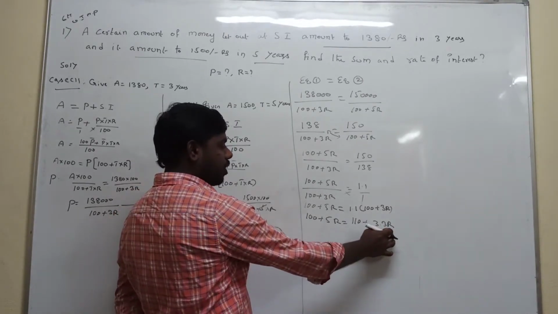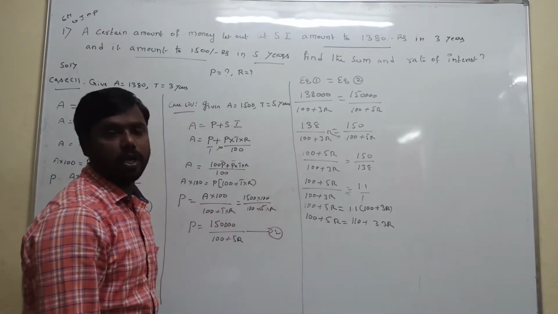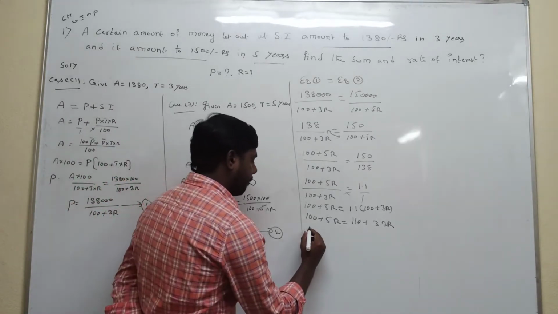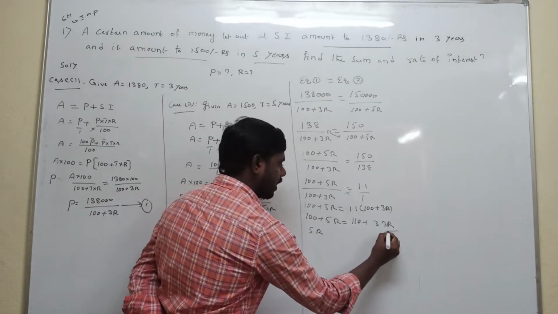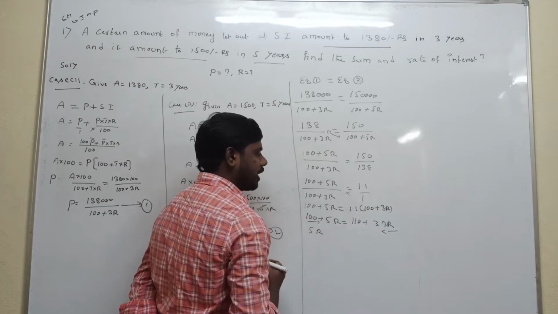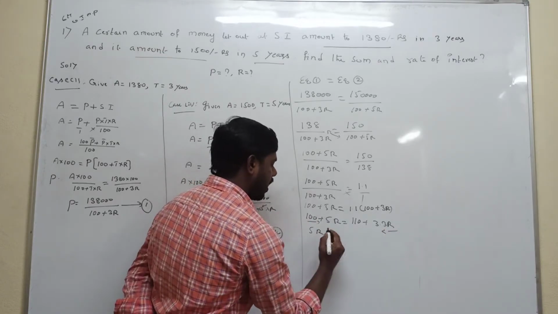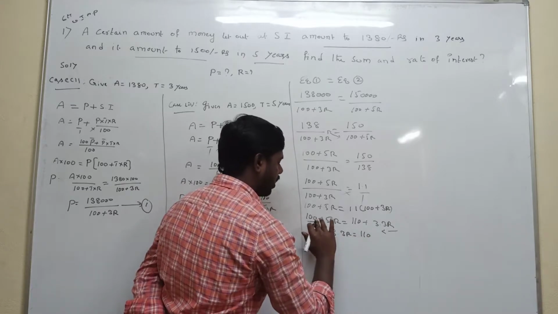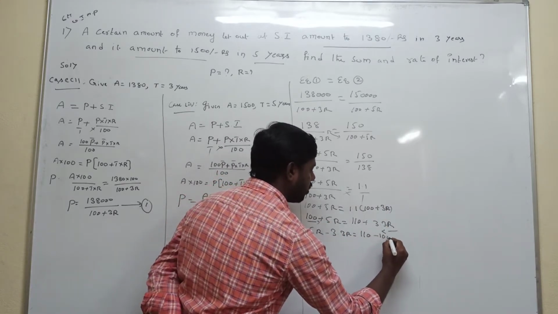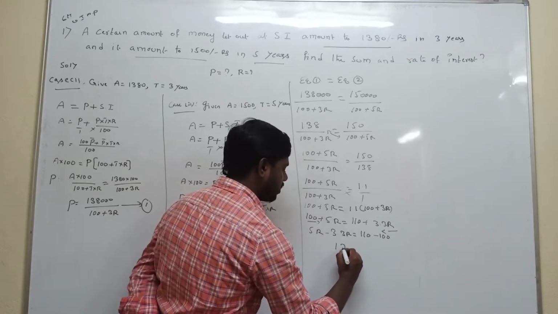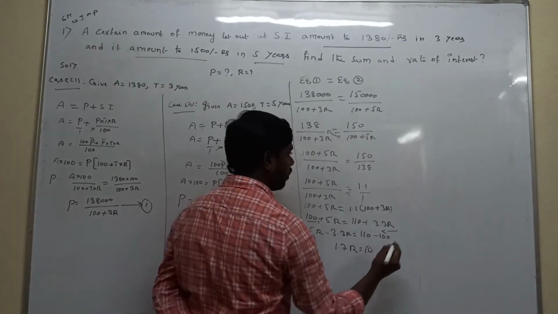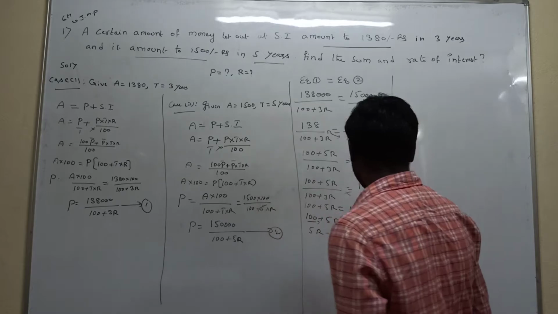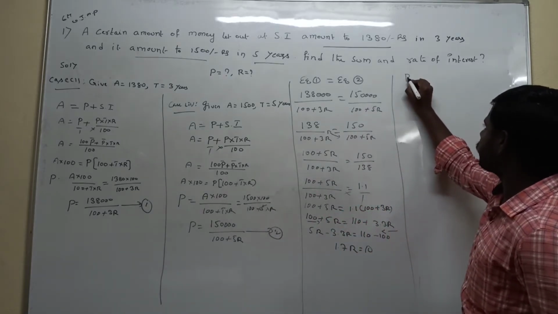Observe the left hand side and the right hand side. Here only the r variable and a constant are there. That's why we take the r variable to one side. The 5r we take to the left hand side, and the 3.3r from the RHS to the LHS, so we get 1.7r. The 100 we take from the LHS to the RHS, so we get 110 minus 100. So 1.7r is equal to 10. Finally we get the r value.